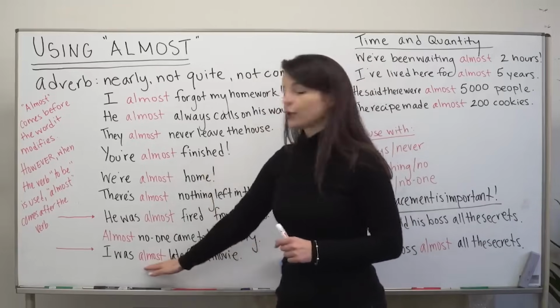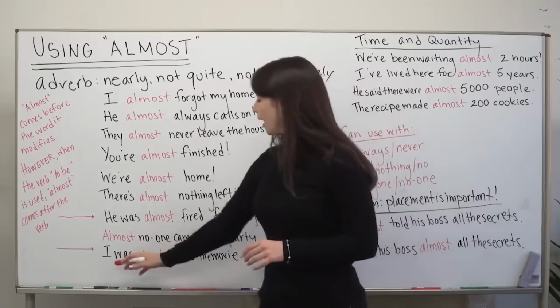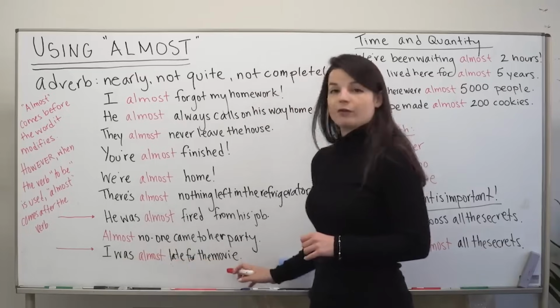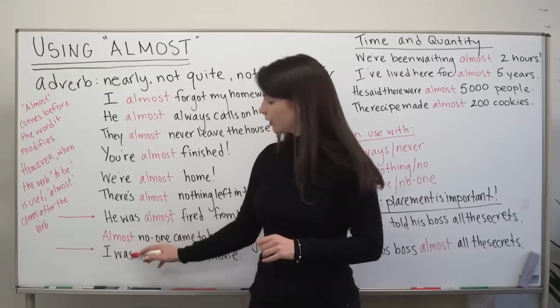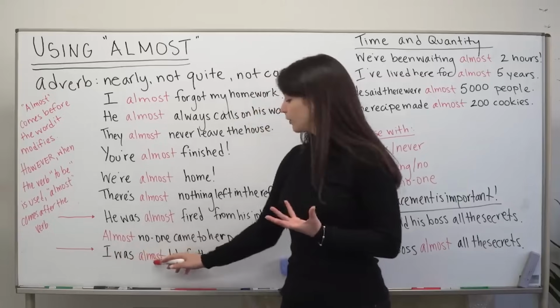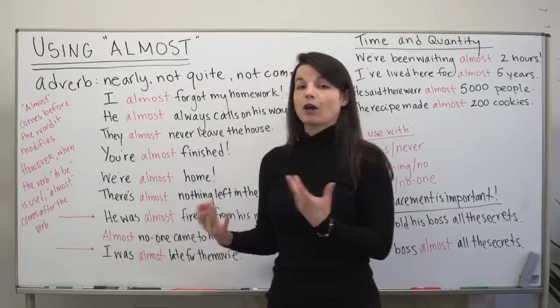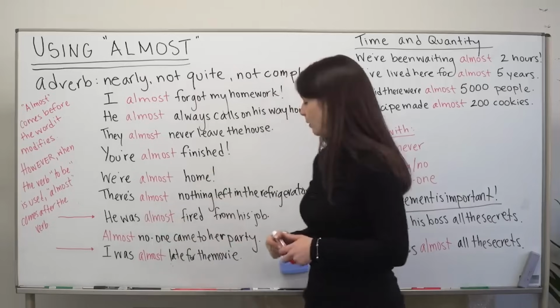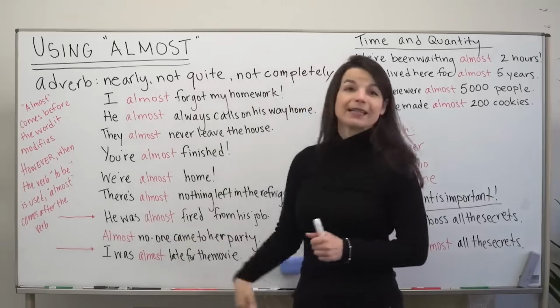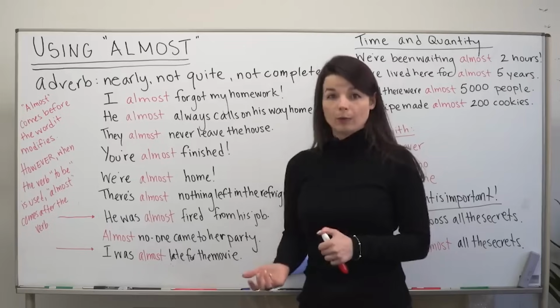Lastly, let's look at one more to be example. Here, I was almost late for the movie. So again, here's our to be verb, I was, and almost follows that to be verb. I was almost late for the movie. Okay, so these are quite a few examples of how we can use almost.